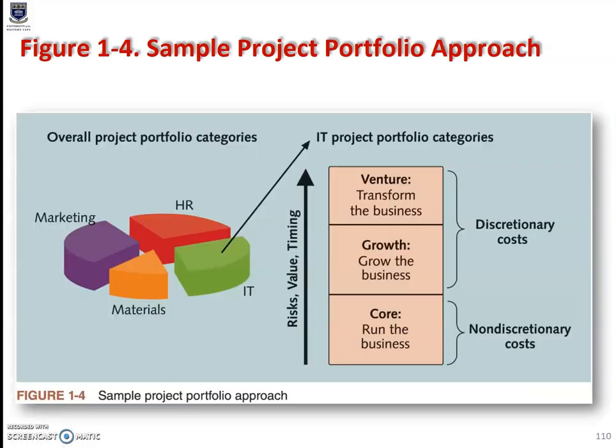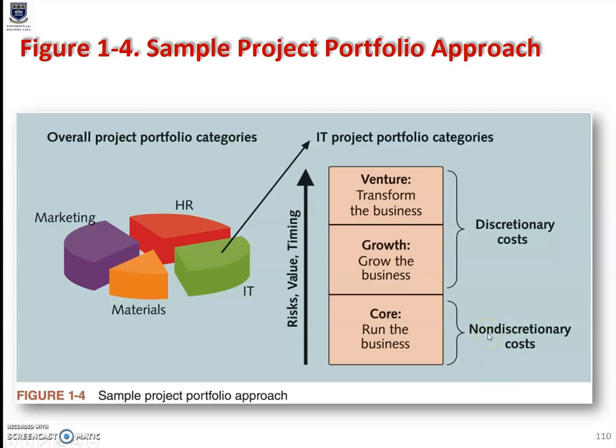So let's look at figure 1.4 for the overall portfolio project categories. If we look at IT project portfolio categories, figure 1.4 categorizes IT projects. If you look at IT projects, there's a label of non-discretionary cost.